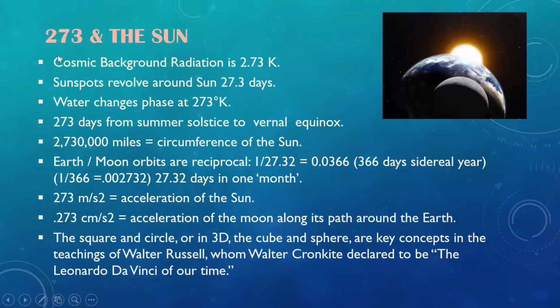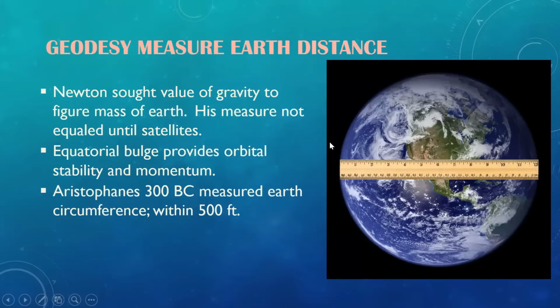This number 273 also occurs with the sun. There are sunspots every 27.3 days. Water changes temperature at 273 Kelvin. So geodesy is the measure of Earth distance, and this became a gigantic inquiry of Newton, and it led him to determine the values of gravity. Of course, Eratosthenes had come up with a reasonable measure for the circumference of the Earth, within 500 feet.